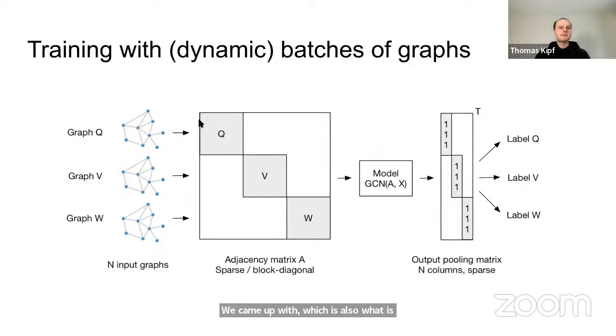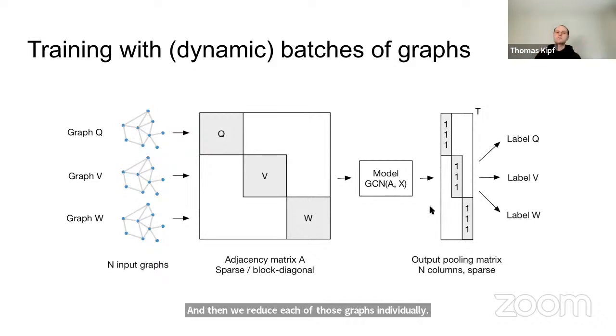And one strategy we came up with, which is also what is now used in practice today, is we just take the adjacency matrix of these individual graphs. For example, we have one molecule Q, one molecule V, one molecule W, and each of them has a small adjacency matrix, and we just put them together in one big adjacency matrix, but keep it sparse, so we don't compute message passing updates for all the empty rows here. Then we pass all of it through a single graph neural network that doesn't communicate between these graphs because it's a block diagonal matrix. And then we reduce each of those graphs individually and predict a label from that.